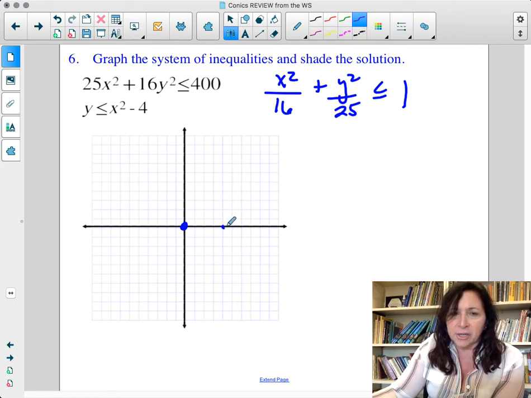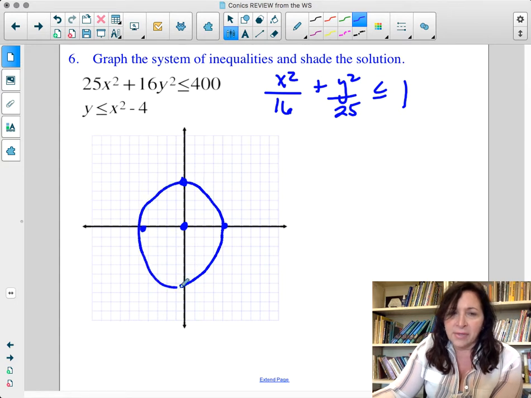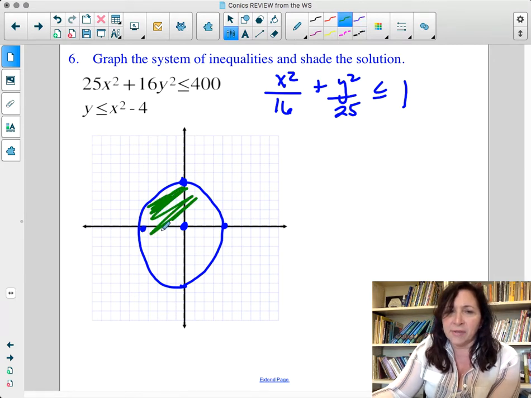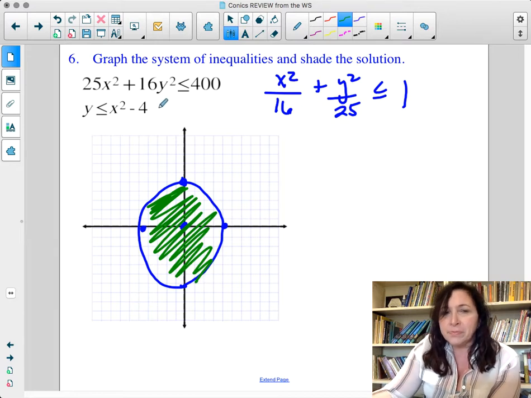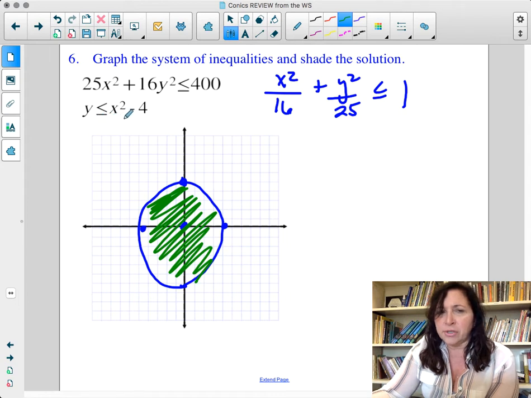In the x direction, I'm going to go 4. In the y direction, I'm going to go 5. I'm going to graph this. It is a solid line, I know that because it's less than or equal to. Less than means that I'm going to actually shade everything inside. That's less than, right? Okay. This graph says y is less than or equal to that.